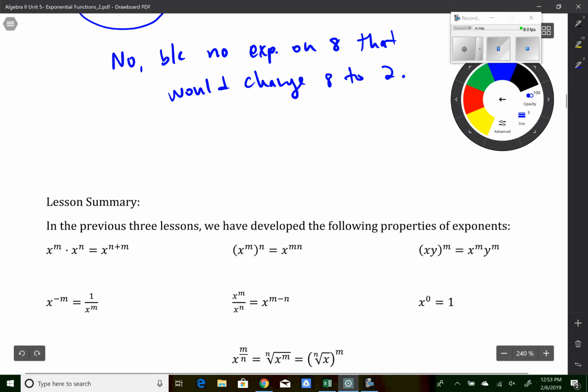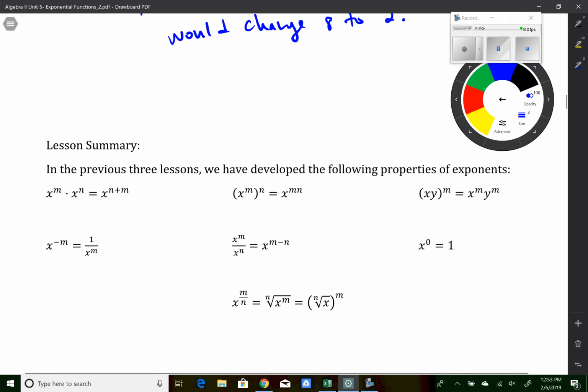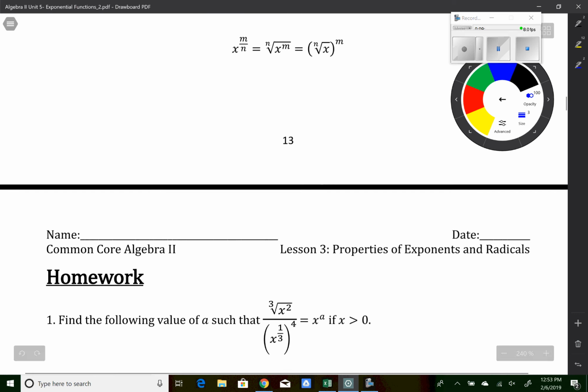There's your notes. On the bottom, there's a lesson summary. It's really a summary of the first 3 lessons all together. And then let's take a look at the homework.